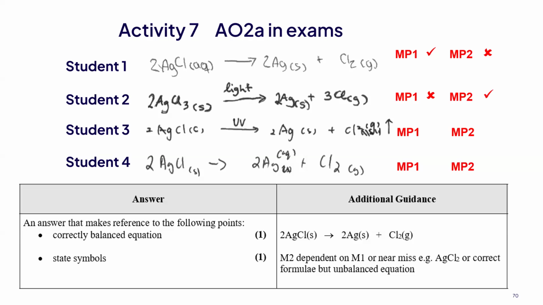So that tick is not correct. That should be a cross. Oh, sorry. The tick is for state symbols, and they've got all the state symbols correct. And they've got them correct on a near miss. So MP2 is correct. They get the MP2 mark. Excuse me, that was my mistake.